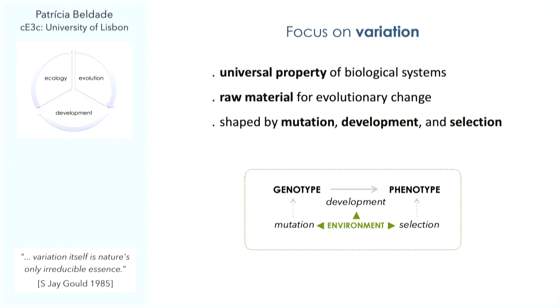Whenever you look, even for clonal species, for clonal populations, you'll find variation in all sorts of phenotypes. It's also heritable variation that is the raw material for evolutionary change, and it's shaped by mutation that introduces new variants, development that reads genotypes and makes phenotypes, and evolution that filters phenotypes generation after generation. All of these processes are greatly affected by the environment, the outside environmental conditions.